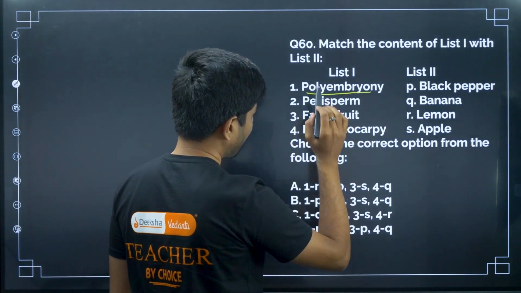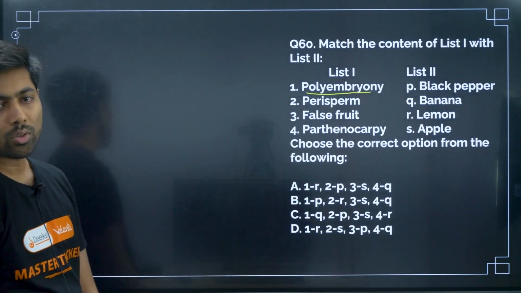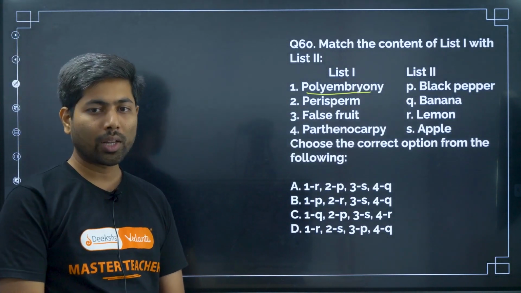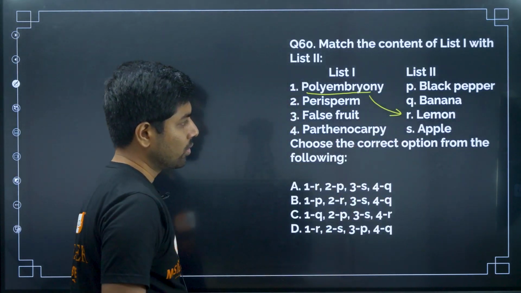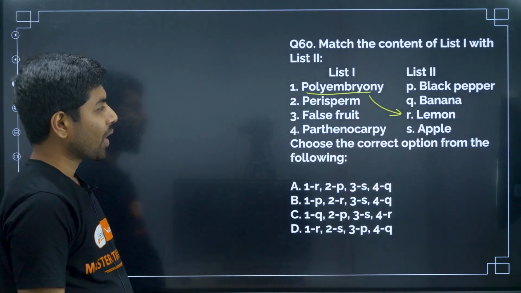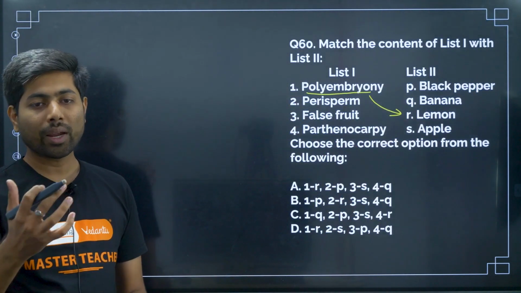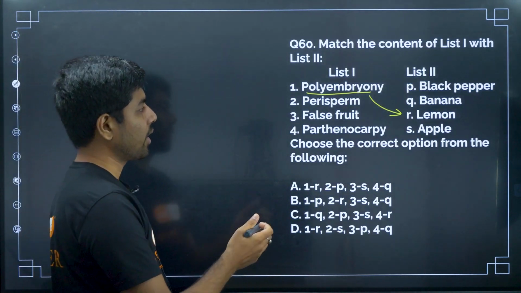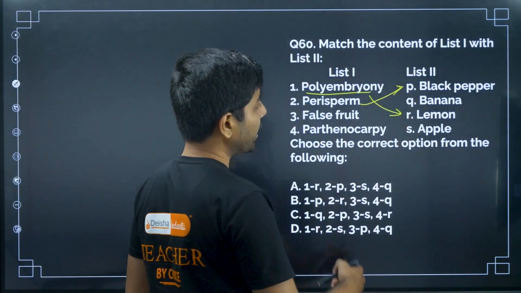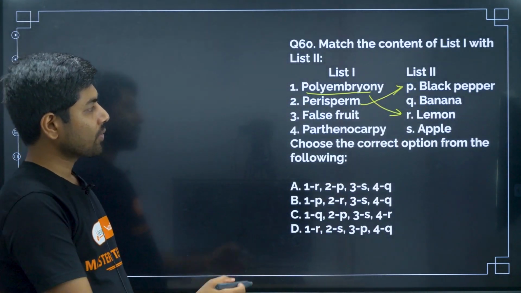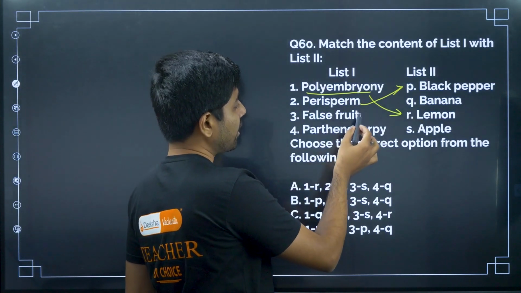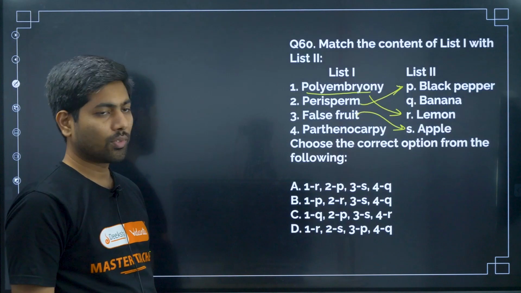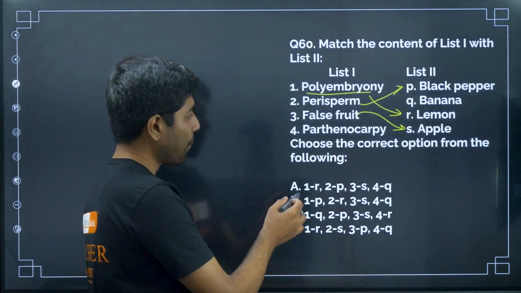Polyembryony is what? Poly meaning many, the presence of more than one embryo in a seed is called polyembryony. Where do you see this? This is very common in citrus and mango, right? Perisperm is the remnant, or the remaining nucellus in the mature seed. Where do you see it? Beet and black pepper. False fruit is a fruit that develops from any other part of a flower except the ovary. Here the thalamus develops into the fruit in case of apple.